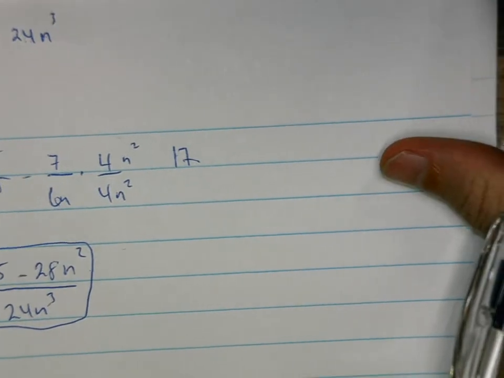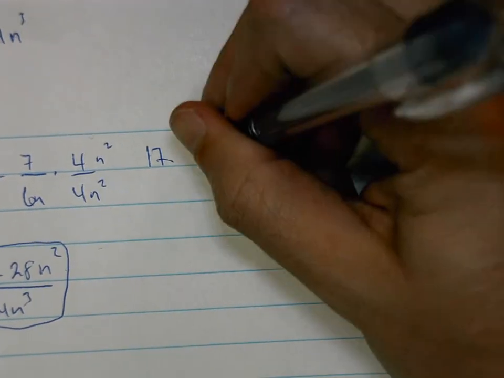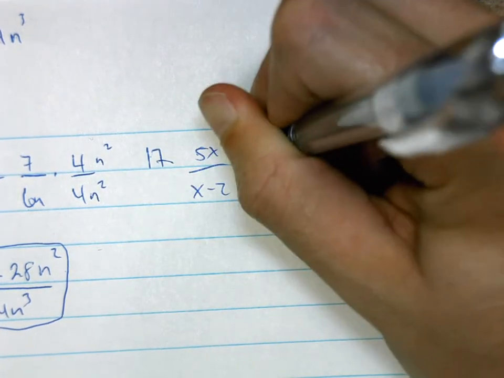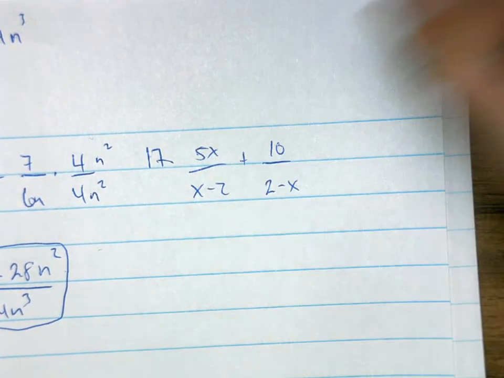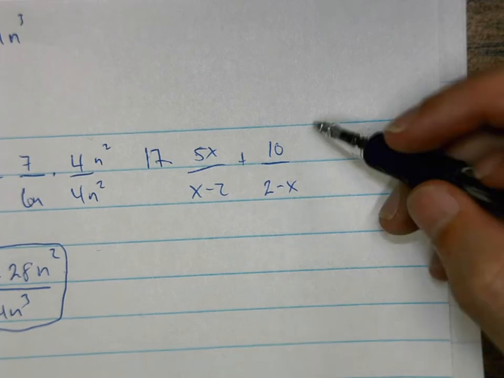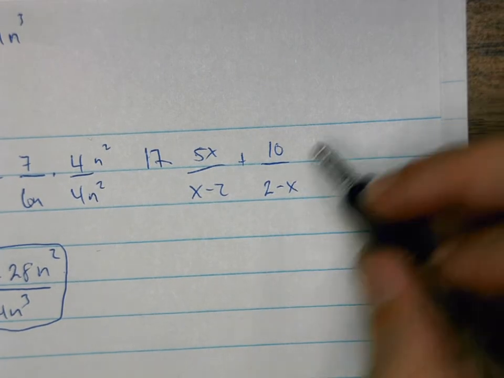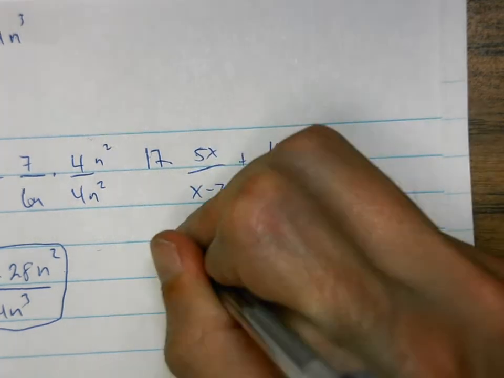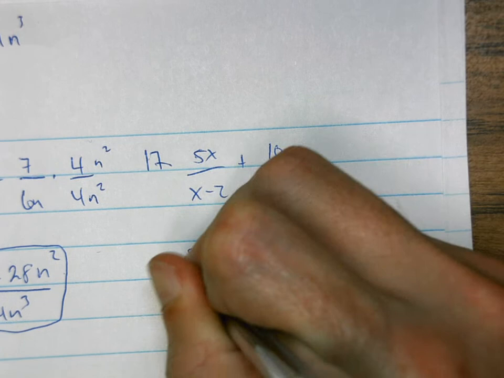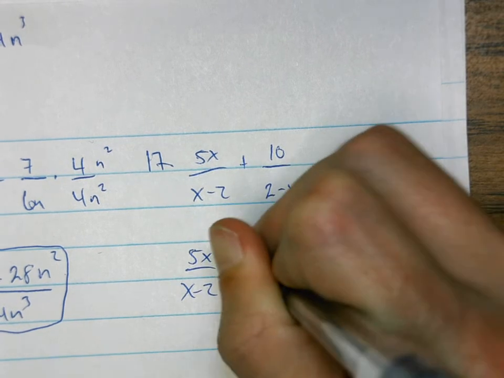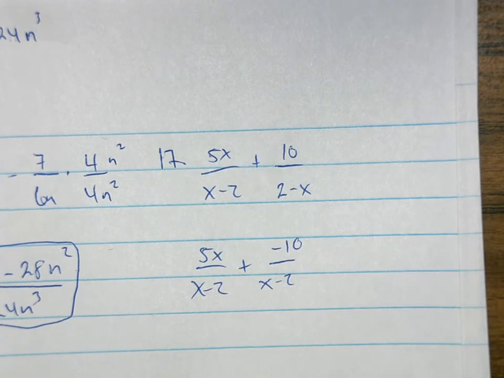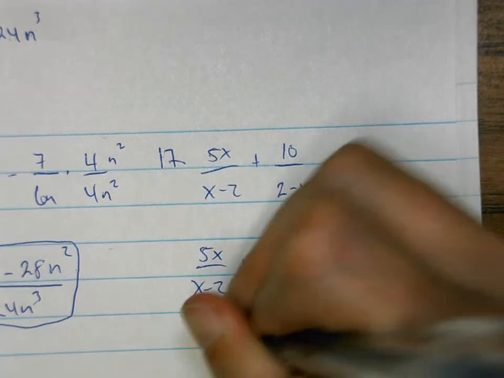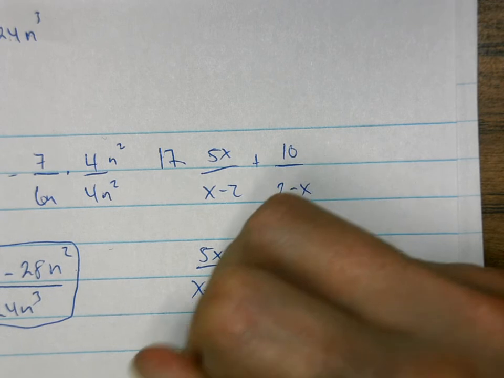17. 5x over x minus 2 plus 10 over 2 minus x. And what we're going to do is we are going to factor out a negative 1 to make these switch. So this becomes 5x over x minus 2 plus negative 10 over x minus 2, which means 5x minus 10 over x minus 2.